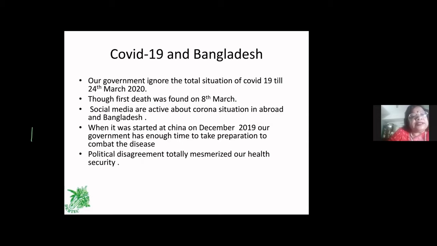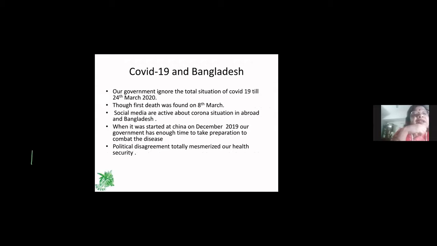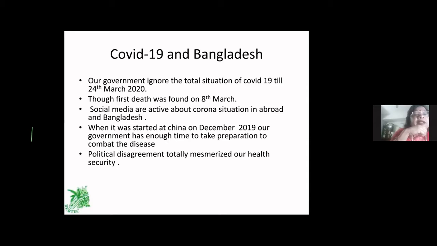The first death was on 8th March. Then the government started thinking, and social media became active about the corona situation in Bangladesh and abroad. When it started in China, as I already mentioned, they didn't take preparation, and political disagreement totally mesmerized our health security system in this COVID-19 situation. Political leaders are not ready to accept COVID-19. They always said it is a gossip, it is a gossip.